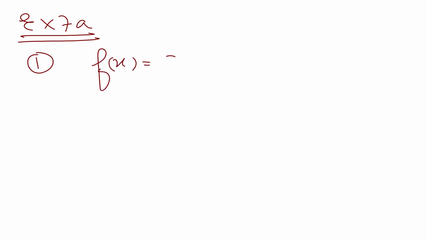Okay, so go to your exercise 7A. Exercise 7A of the chapter. Let's go to the first problem. So the function f of x is equal to 2x square minus 1. And we have to discuss the continuity at x is equal to 3.